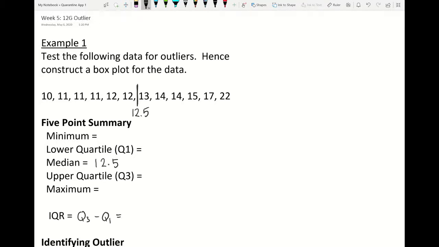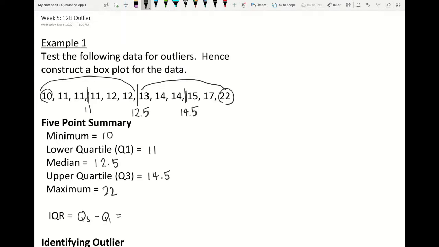Next, lower quartile. Lower quartile, you're going to find the median of the first half, which is right here. So lower quartile is 11. Upper quartile is the median of the second half. So it's right here. So it's 14.5. And then minimum is the smallest number. So the minimum is 10, and then maximum is 22.